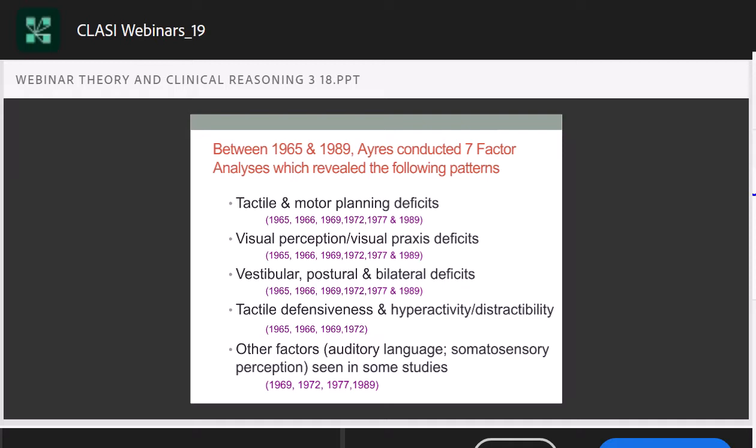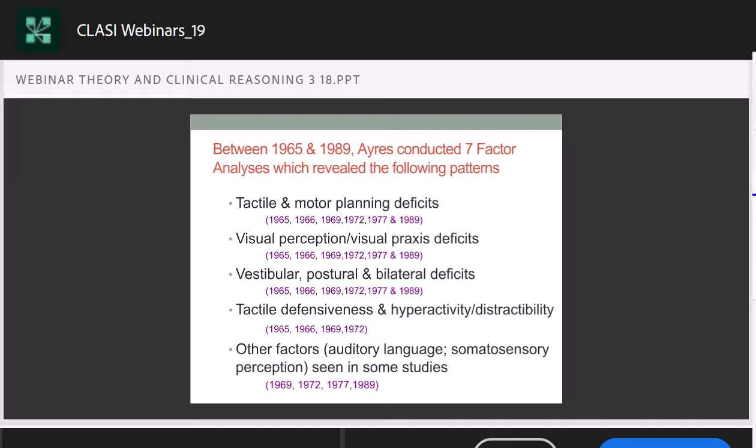Also, as part of her legacy, she did many factor analyses, and these were based on tests that she designed, as well as tests that she felt were related in terms of the functions that were linked to sensory integration. And we see the years that you have on here each represent a different study. And so you see these patterns that have emerged over time that we still acknowledge to this day.